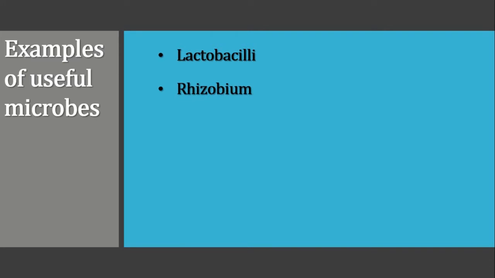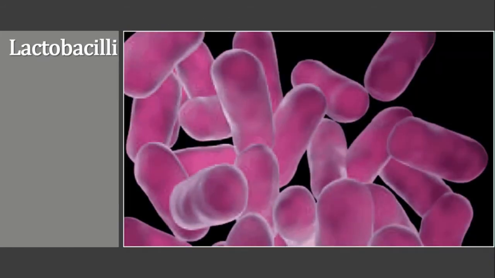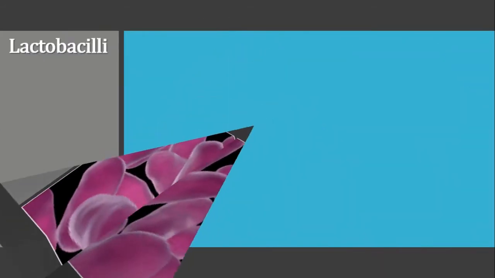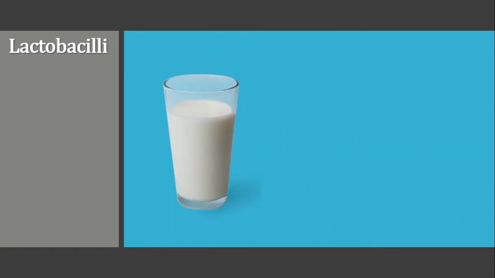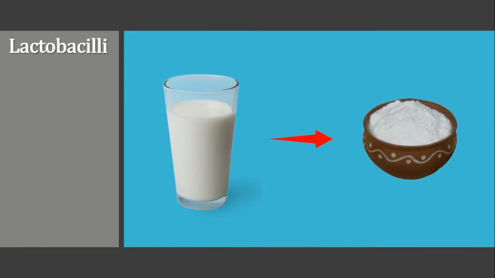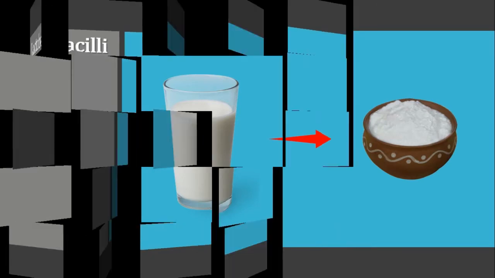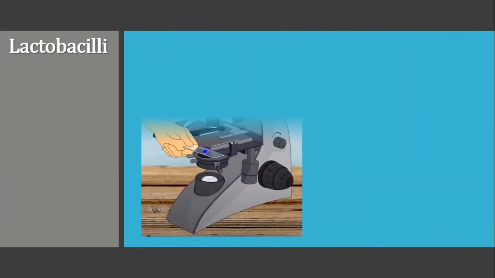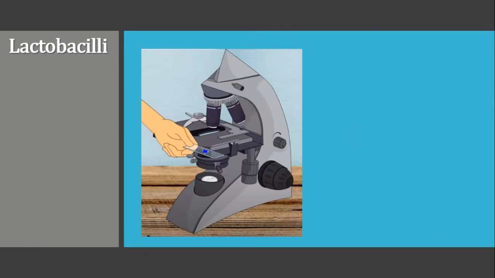Examples of useful microbes are Lactobacilli, Rhizobium, and yeast. First, we will discuss about Lactobacilli. Lactobacilli is used to convert milk into curd. But how do they look?